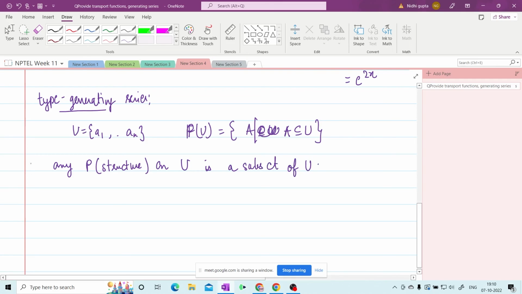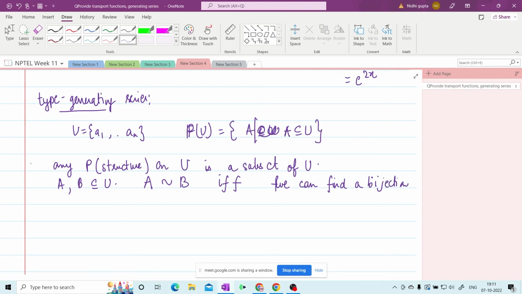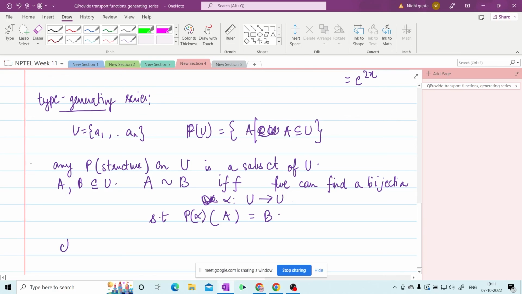And we say that if A, B are two subsets of U, then A will be related to B if and only if we can find a bijective function, say alpha from U to U, such that P(alpha) sends A to B, and this is easy to check.